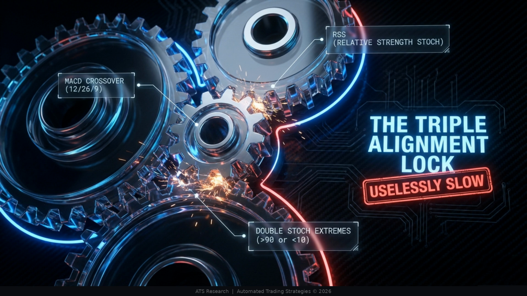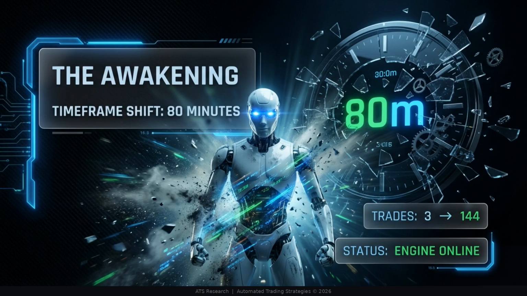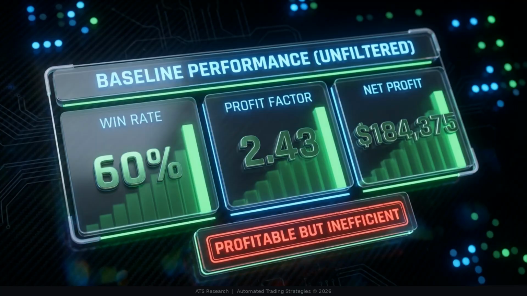The wake-up call came when we stopped looking at the logic and started looking at the clock. We switched the time frame to 80 minutes. 80 minutes. Why that specifically? It just divides the U.S. trading day up really cleanly, and all of a sudden the engine just roared to life. We went from 3 trades to 144. Wow. And not only that, a 60% win rate and a profit factor of 2.43.